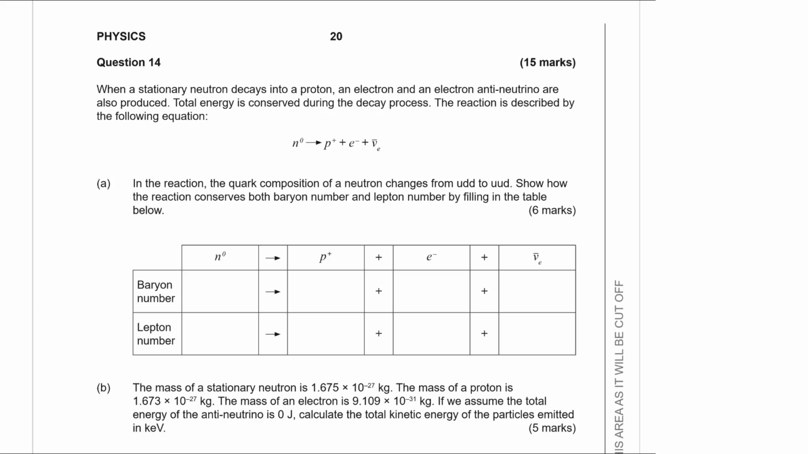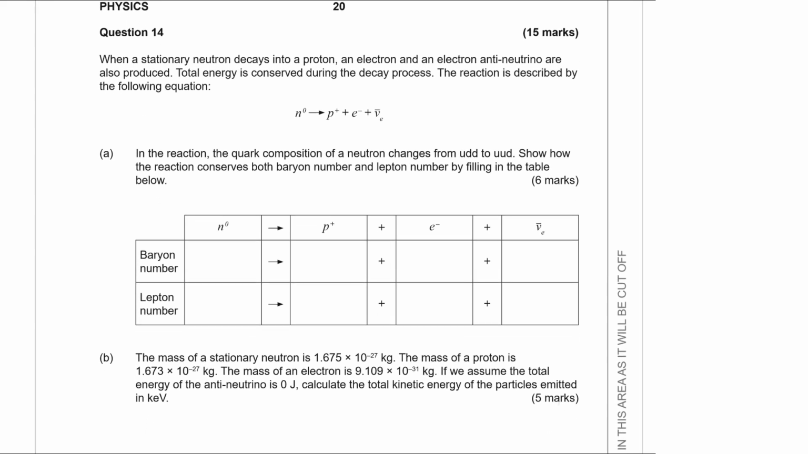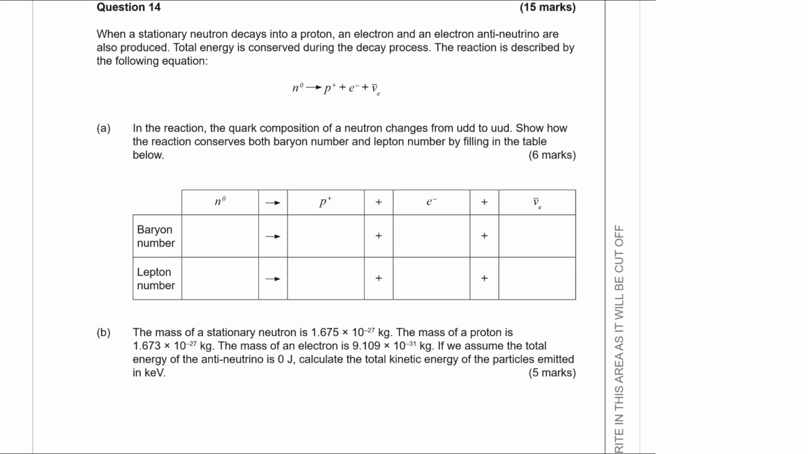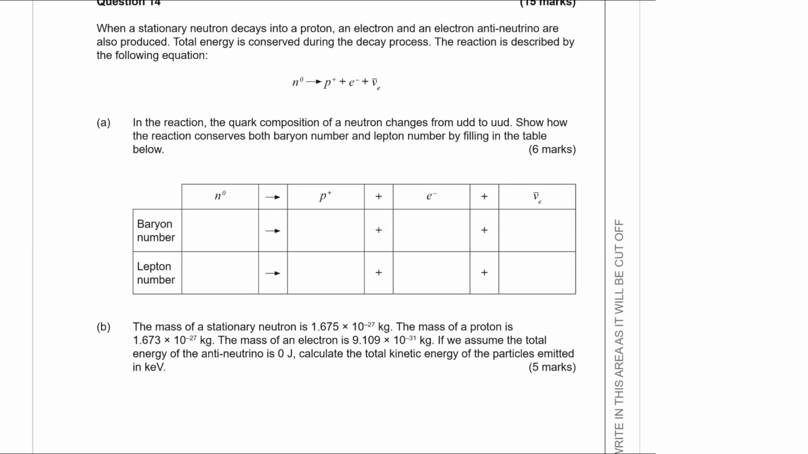Question 14 is a decay, what you'd see in a beta decay, where you have a neutron decaying to a proton, electron, and an antineutrino. Part A is probably, arguably, the easiest 6 marks in the exam, because it's something that you can pick up off your formula sheet, and if you've done enough of these problems, you should be able to answer these without the use of a formula sheet.